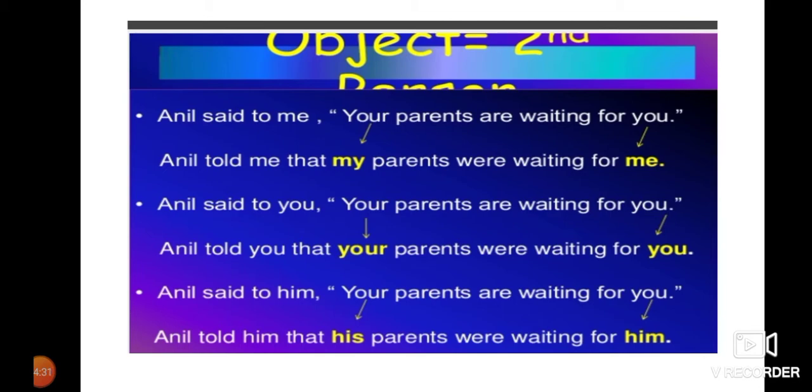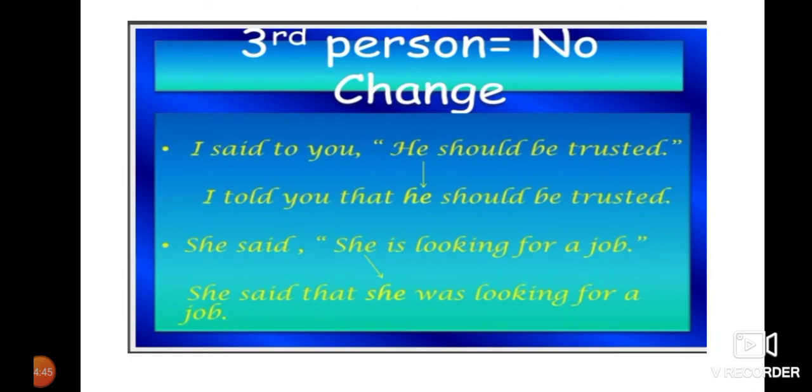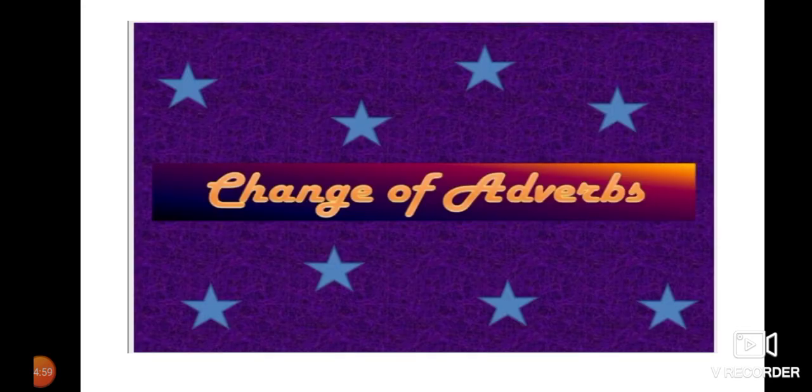Anil said to you, your parents are waiting for you. Anil told you that your parents are waiting for you. Anil said to him, your parents are waiting for you. Anil told him that his parents were waiting for him. When there is third person pronoun, then there is no change. I said to you, he should be trusted. I told you that he should be trusted. She said she is looking for a job. She said that she was looking for a job.